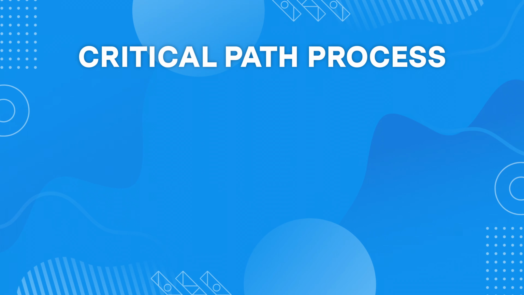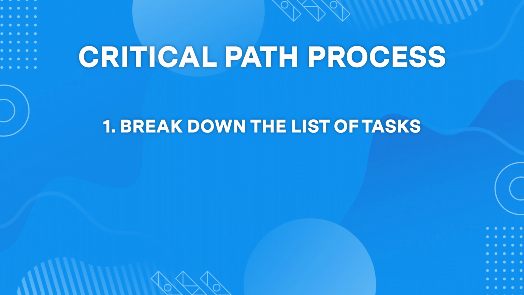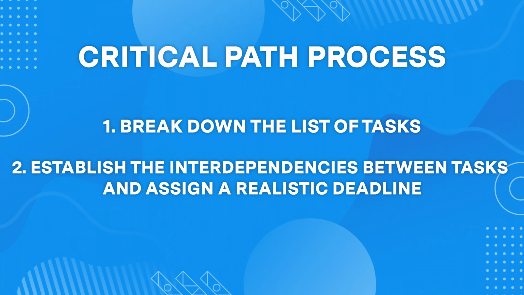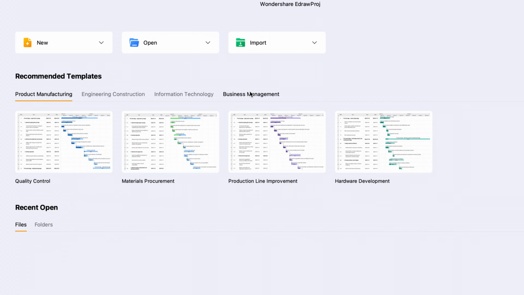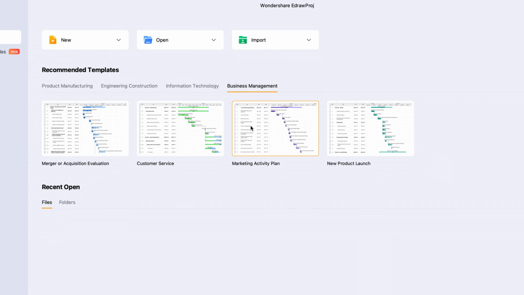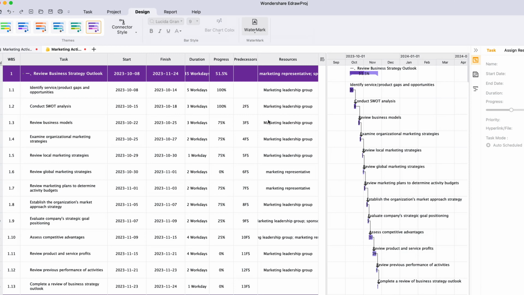If we unveil the process of the critical path, then first of all, you need to break down the list of tasks. Following this, you need to establish the interdependencies between tasks and assign a realistic deadline. After that, you should visually represent the dependencies and employ the CPM formula using specialized software. In this regard, you could install Wondershare Approach and launch its marketing activity plan in the business management category to manage the critical path.